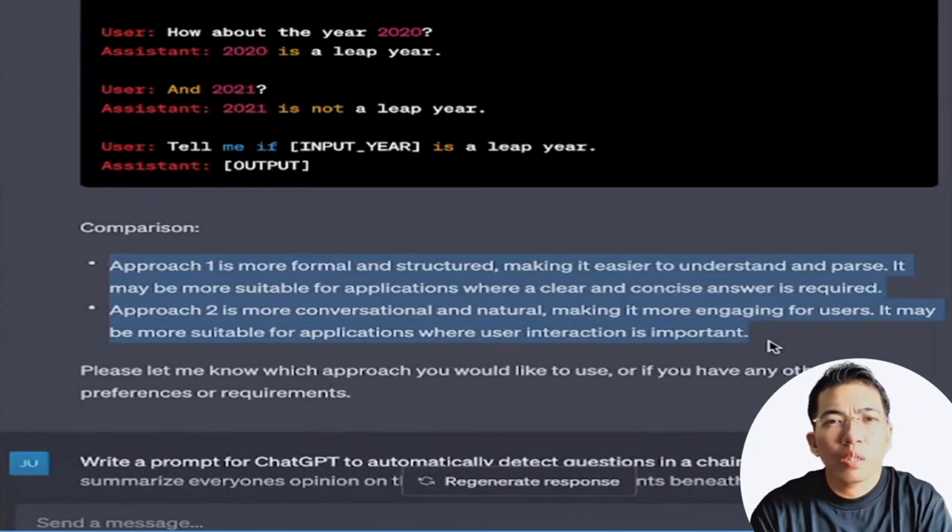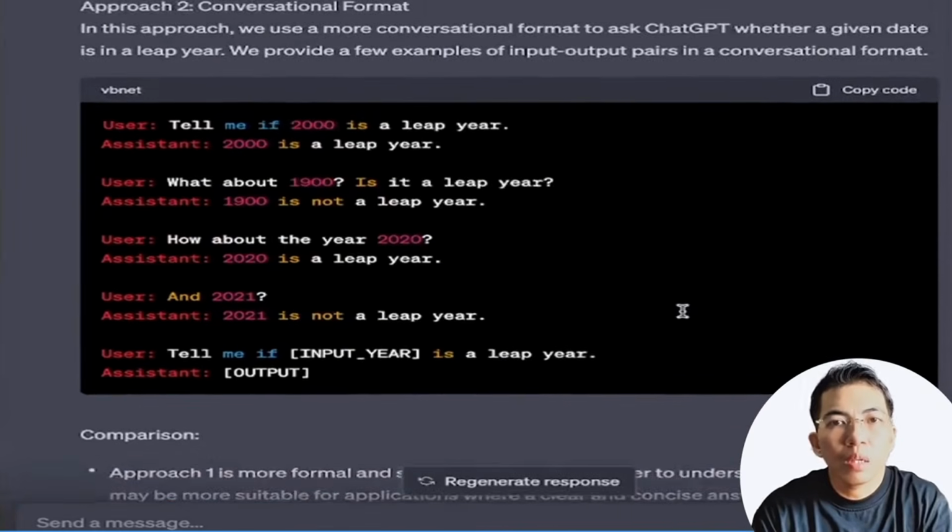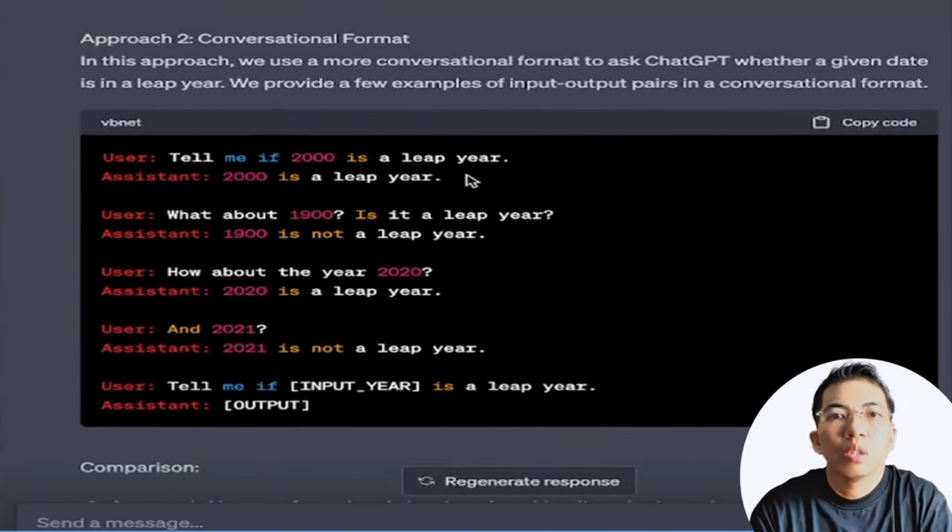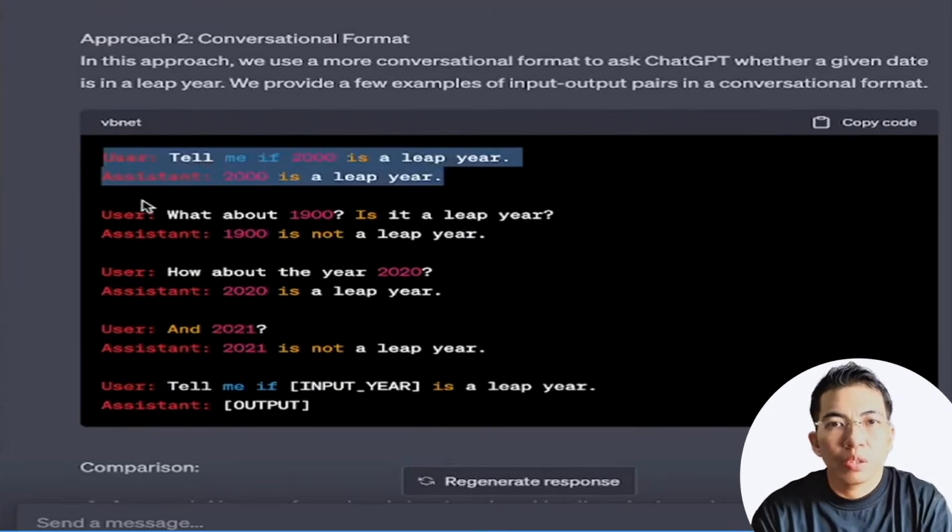It says approach 1 is more formal and structured, making it easier to understand and parse. It may be suitable for applications where a clear and concise answer is required. And then it says approach 2 is more conversational and natural, making it more engaging for users. It may be suitable for applications where user interaction is important, which is kind of true. If you were going to prompt the user and then have here's what the user said, here's what the assistant's supposed to say, this would probably make sense. If you were just reporting on a Q&A, then maybe the other format makes sense. So it's a reasonable discussion of the different alternative approaches for solving this problem.